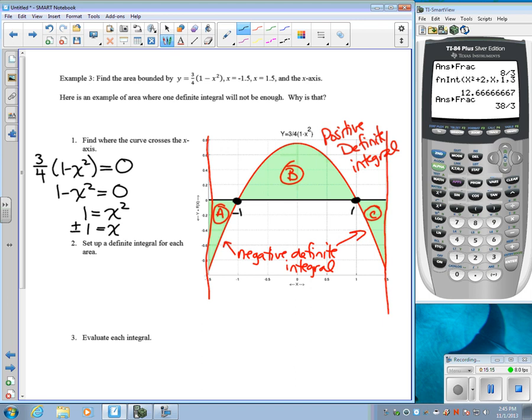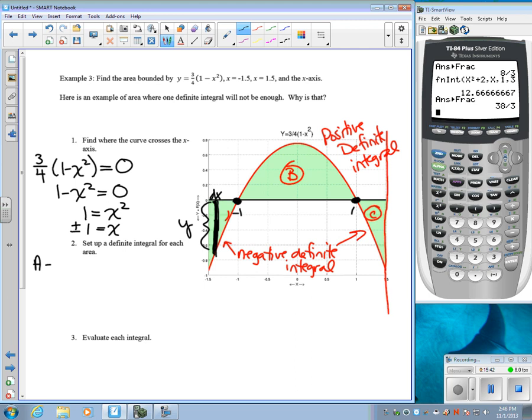So I'm going to draw in a rectangle into my first region, just so I can see what I have. Do I have dy's? Do I have dx's? And I would go ahead and draw my rectangle like this, so that I know that my width in this case is going to be dx, and I know that my height is going to be y. And I know what y is. Y is 3/4 times (1 minus x squared).